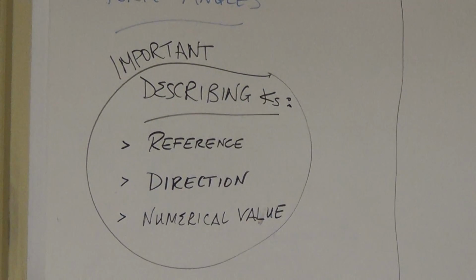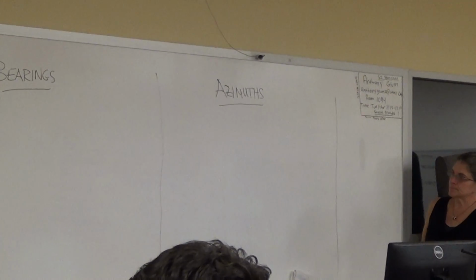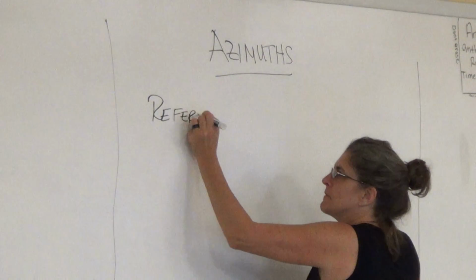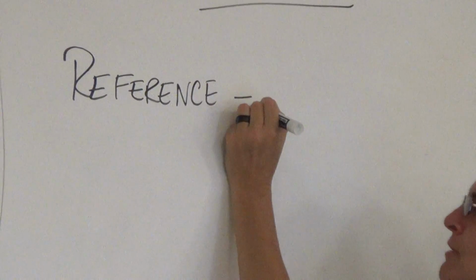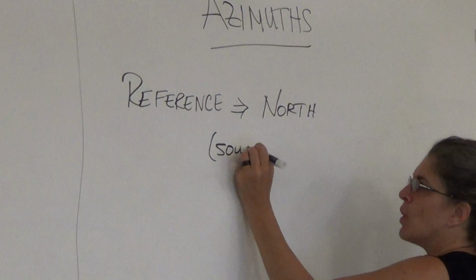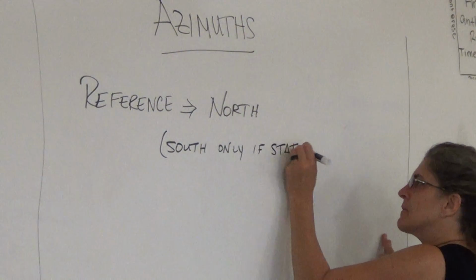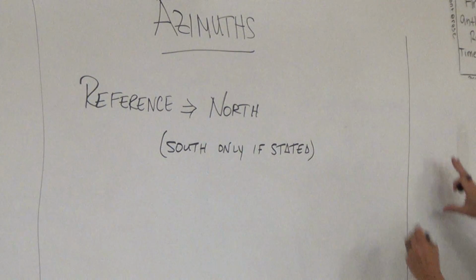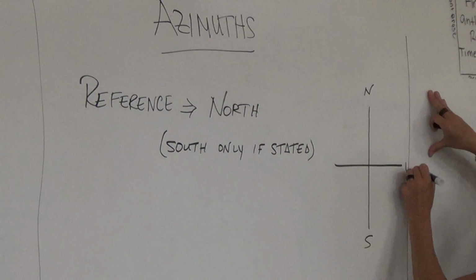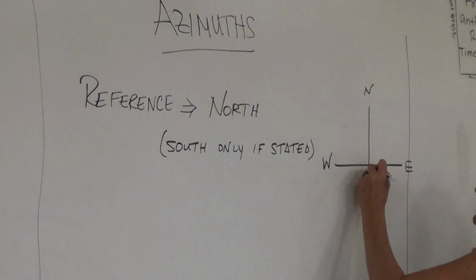Okay, let's look at azimuths first. So for azimuths, the reference is north. South only if stated. So let's draw a north, south, east, west line. North, south, east, west. And let's say up.